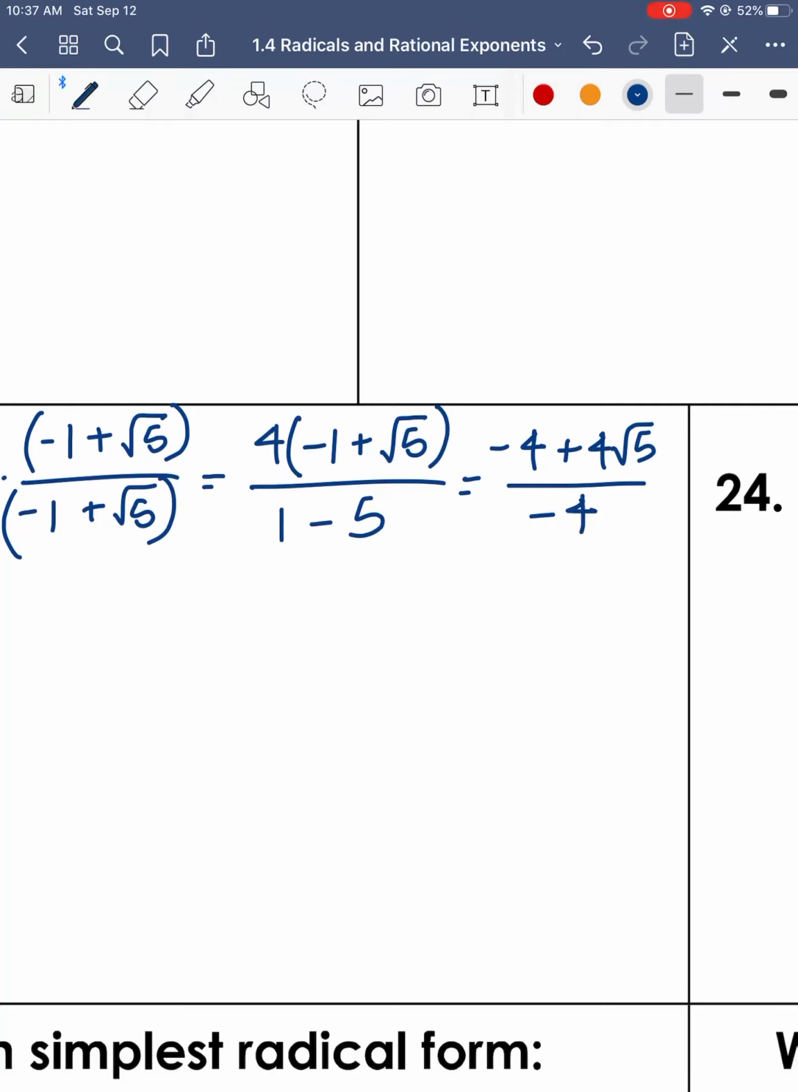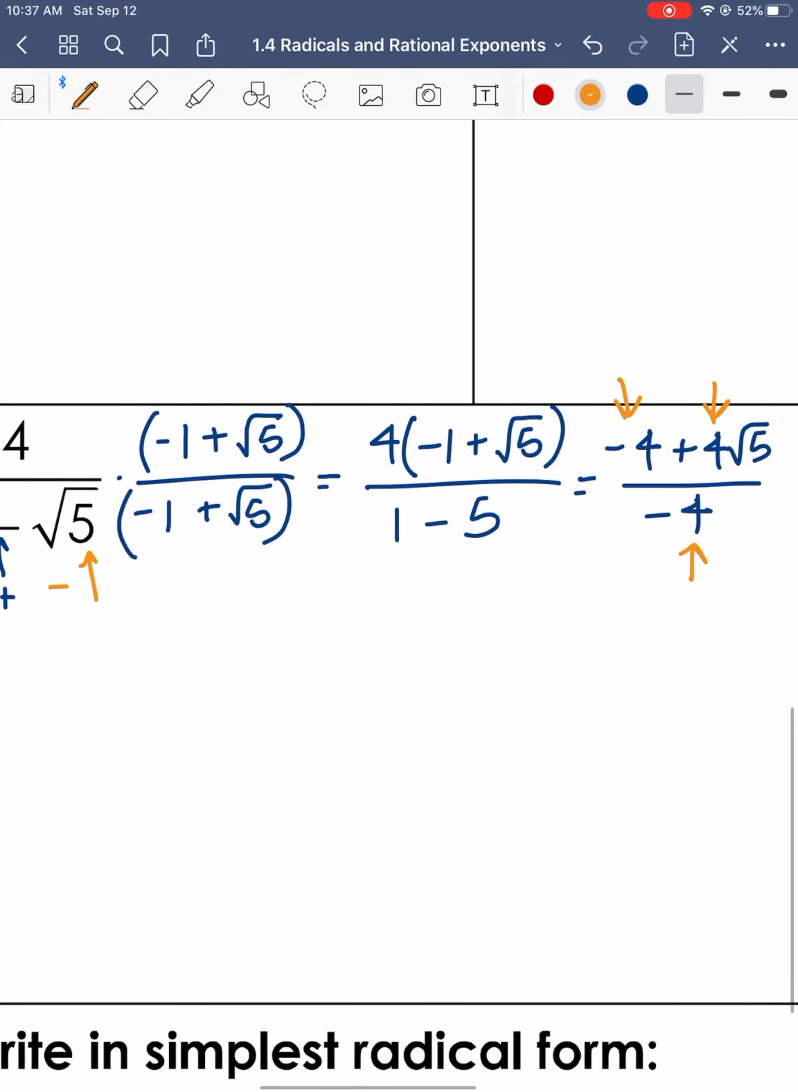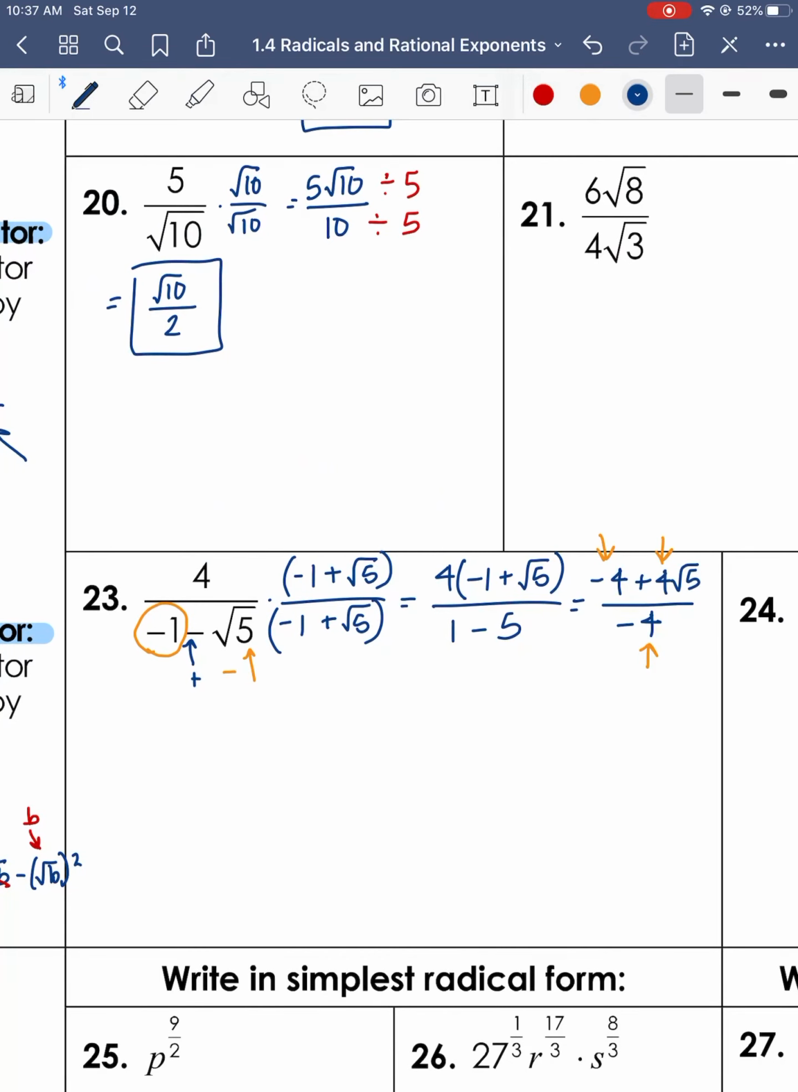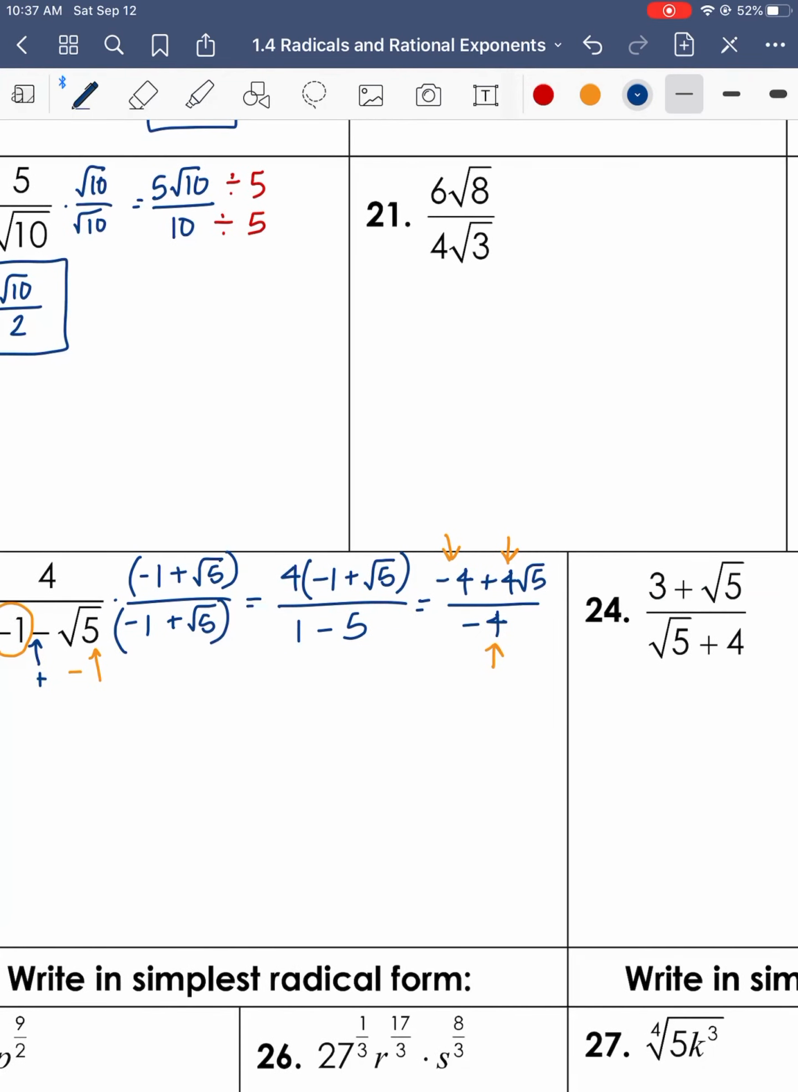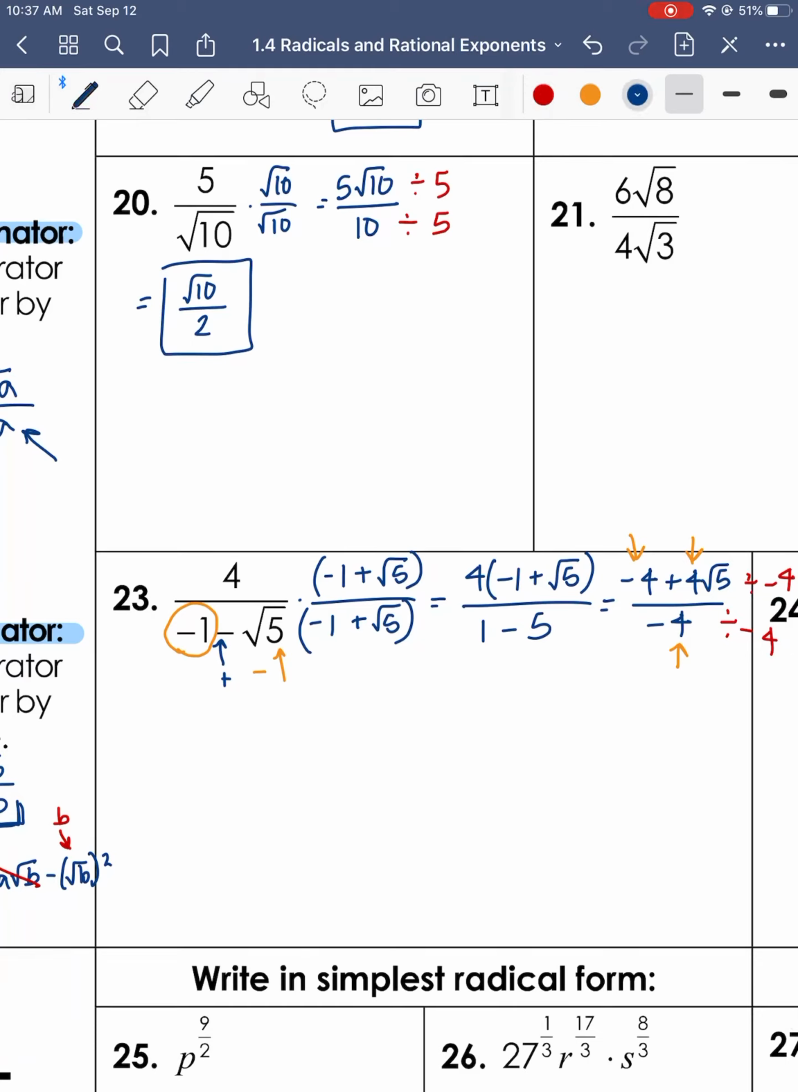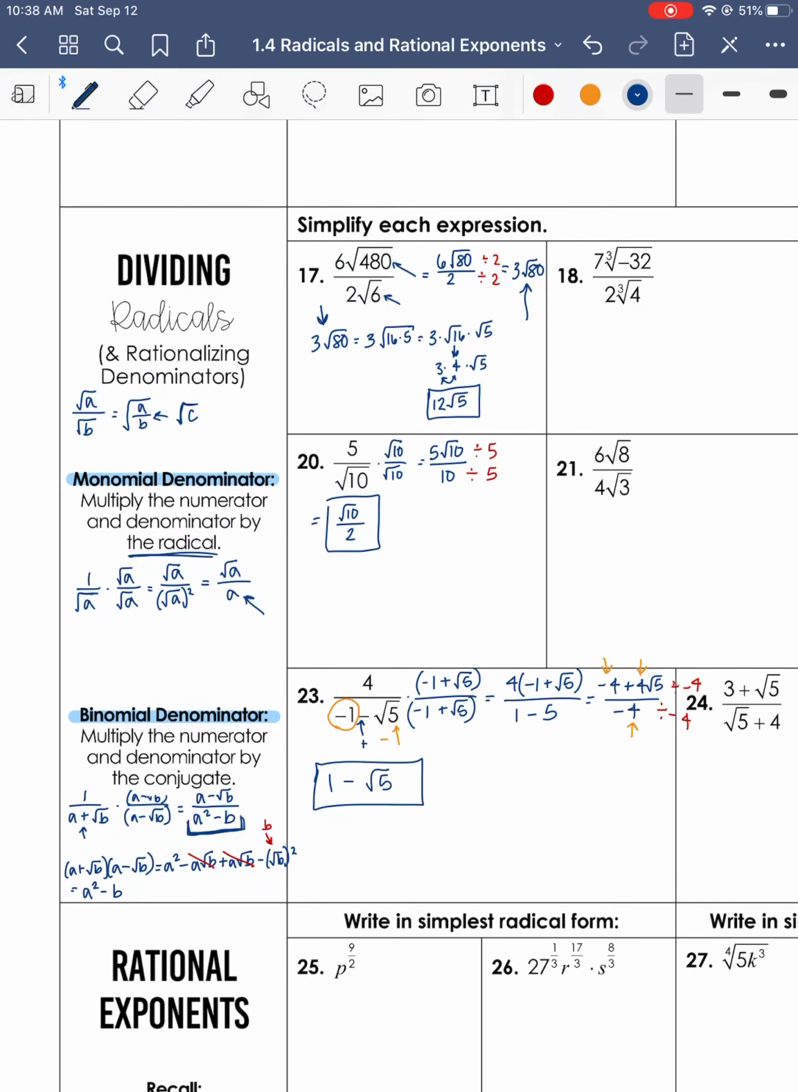Okay, so now we have these numbers here that can all be reduced. So if we divide the top and the bottom by -4, I believe is what we're going to want to do. If we divide by -4 in the first term, we're going to be left with 1 minus root 5, and that's it. The denominator will reduce to 1, so we don't have to leave a denominator, and then that is our final answer there.